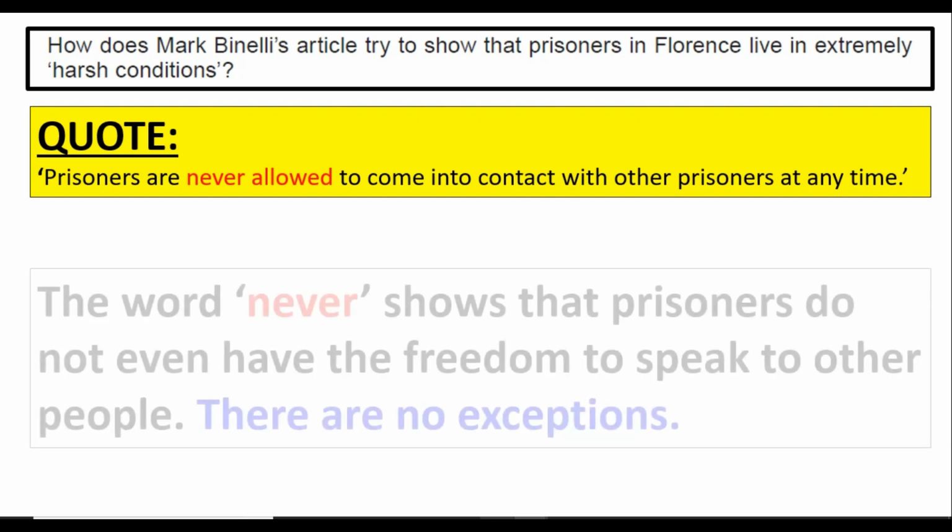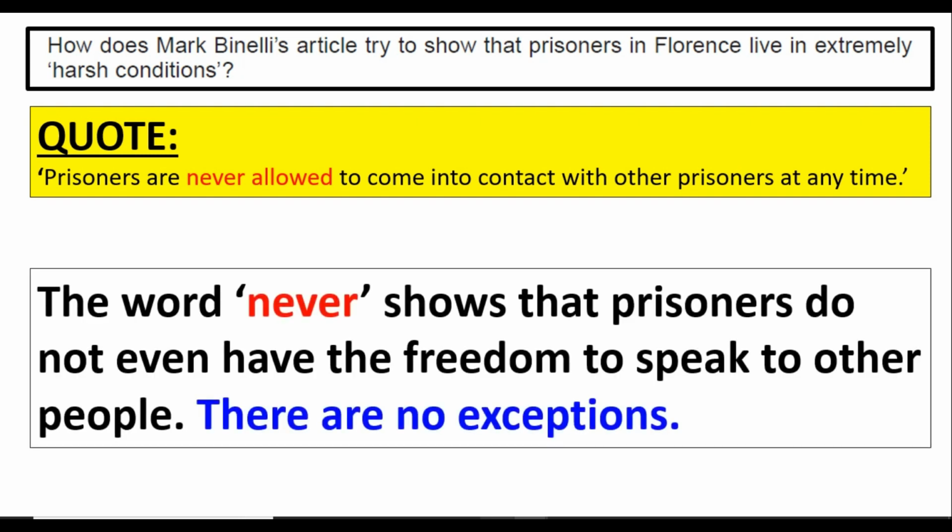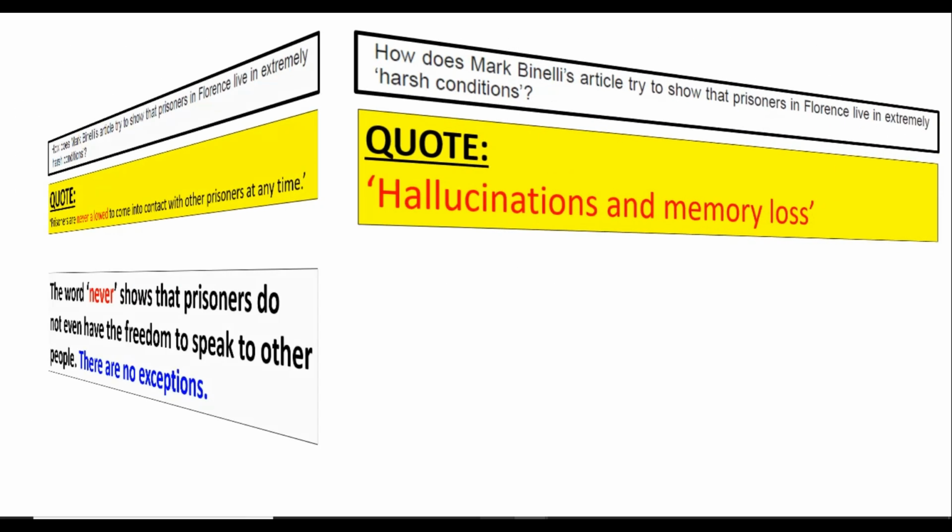"Prisoners are never allowed to come into contact with other prisoners at any time." The word never shows that prisoners do not even have the freedom to speak to other people. There are no exceptions. So never shows us that they're never allowed. Not on Christmas Day, or when their family come, they're allowed to see other prisoners. They're never ever allowed to see them.